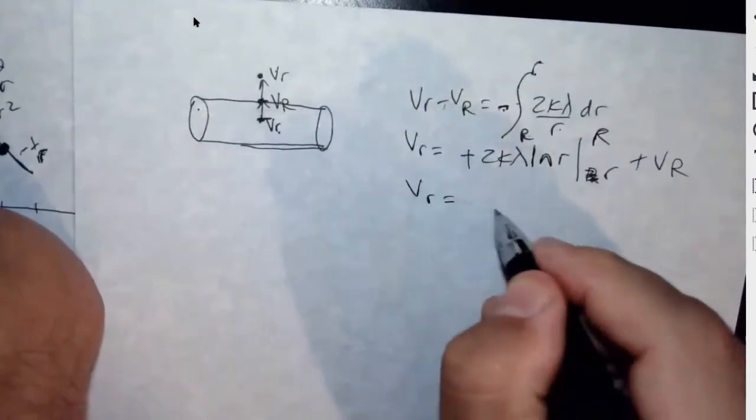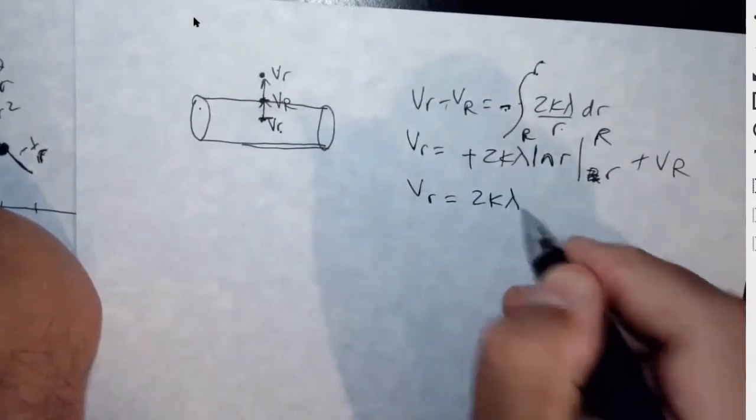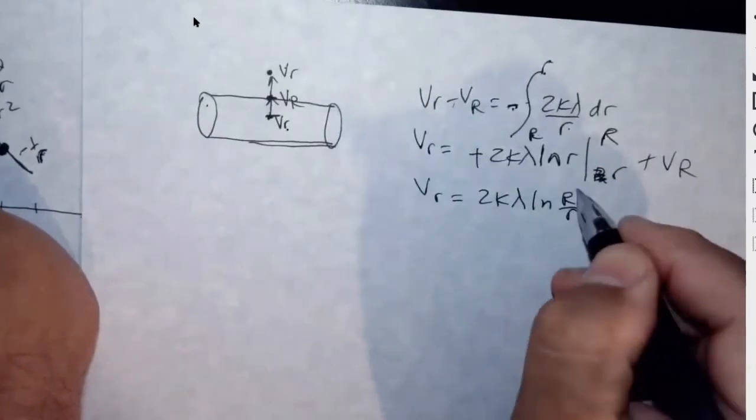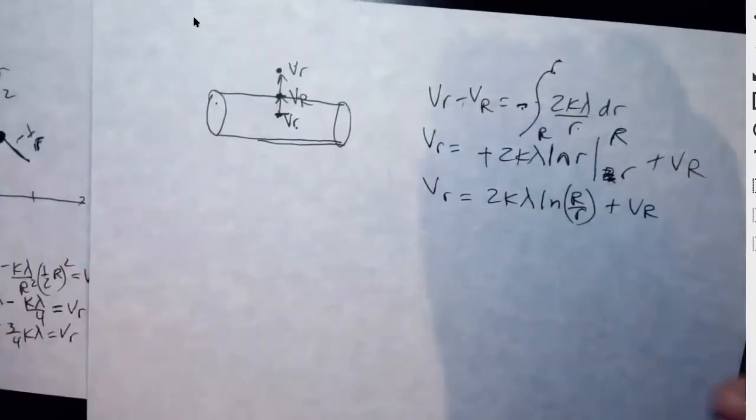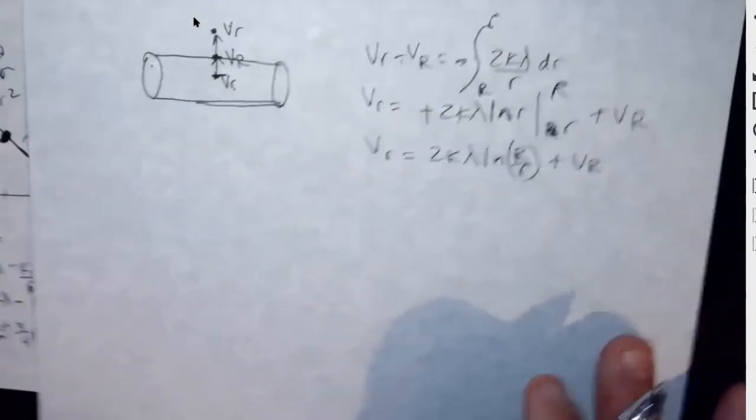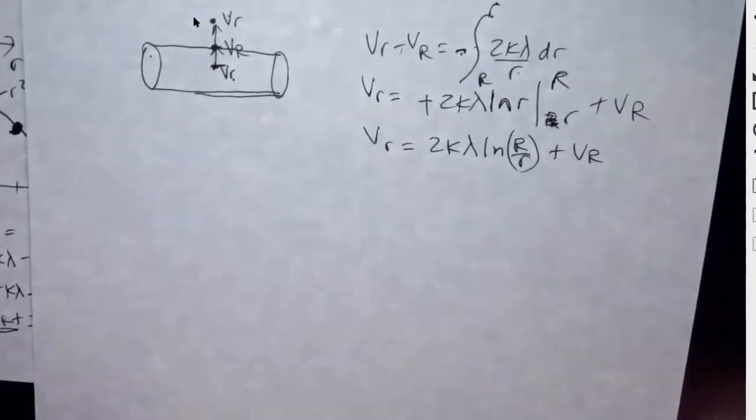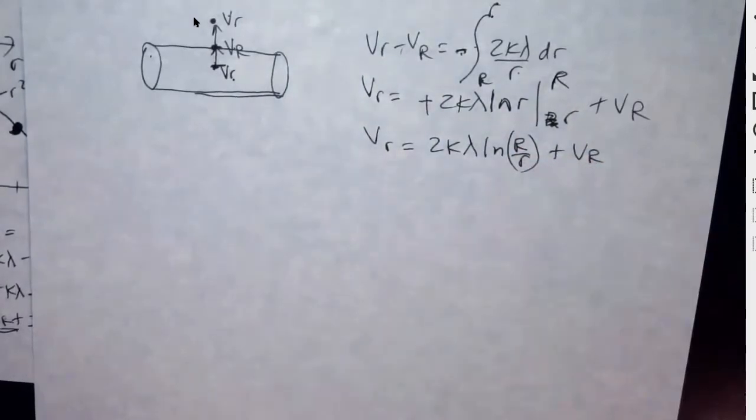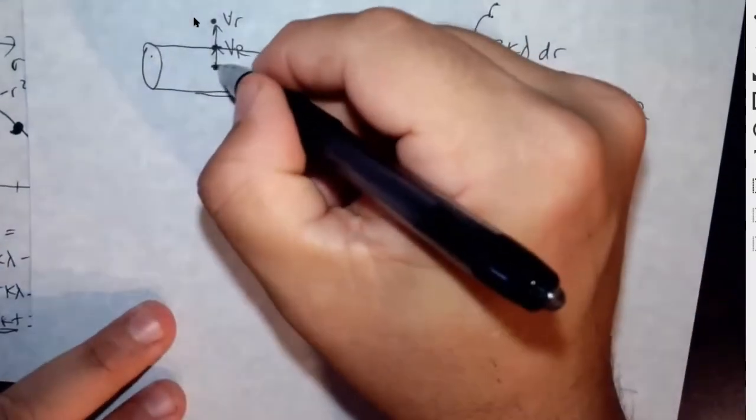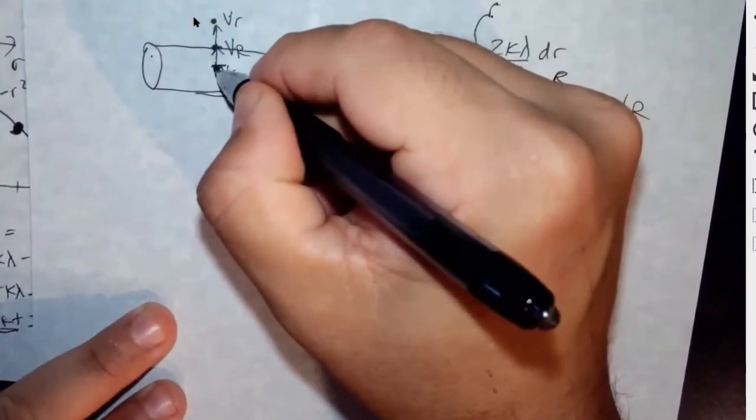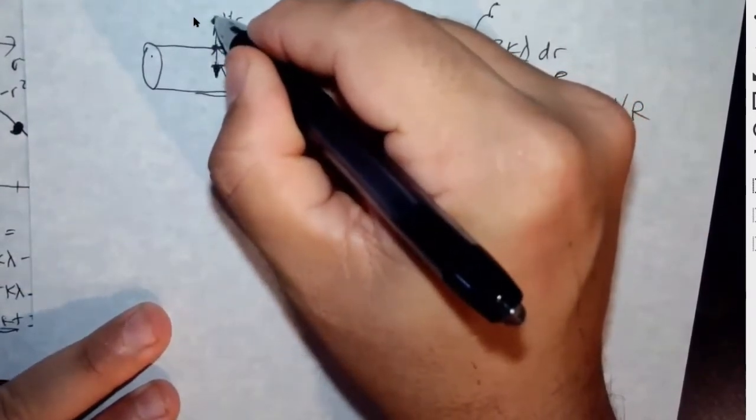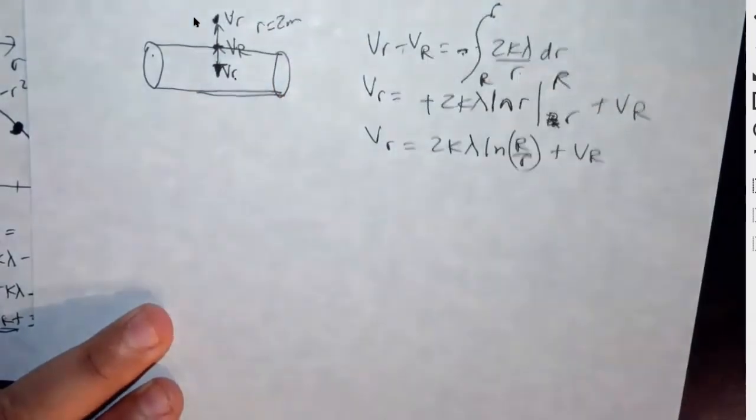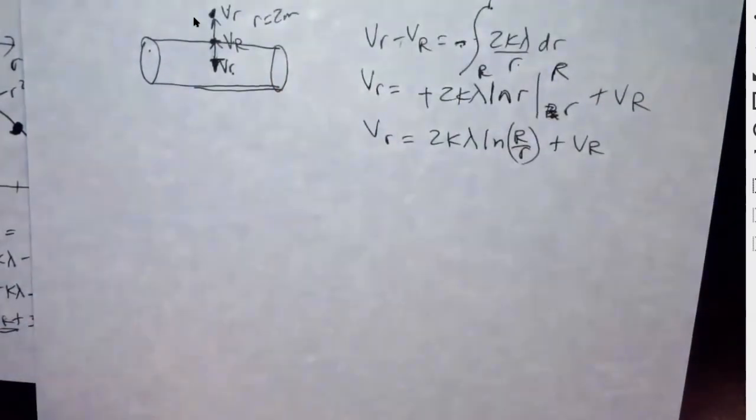V sub R is equal to 2k lambda ln of R over R plus V sub R. Aha, there you go. And this is Q over L if you want to write it as Q over L. Okay, so now let's say that the charge that we had, the 1 nanocoulomb charge, gets shot out all the way to R equals 2 meters. So then what is its speed?